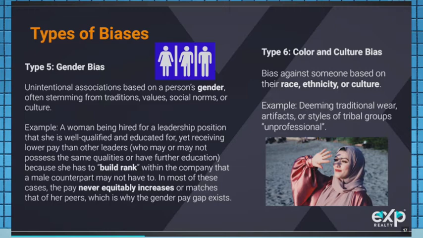Type 6 is color and culture bias. This is bias against someone based on their race, ethnicity, or culture. This one is also highly real, also really impacts people. We also have a major pay gap here with race and ethnicity. An example there would be deeming traditional wear, artifacts, or styles of tribal groups or religious groups as unprofessional.